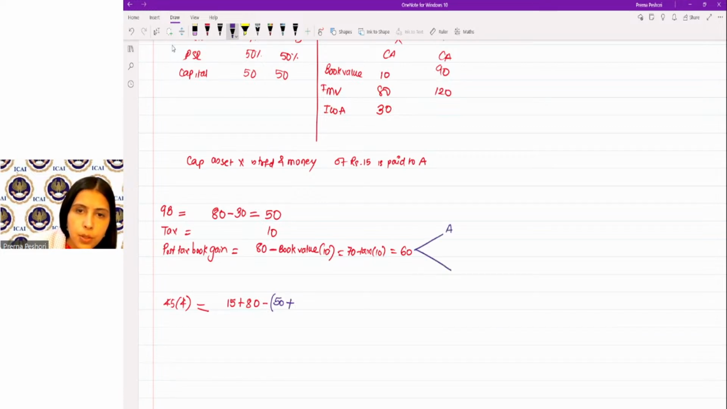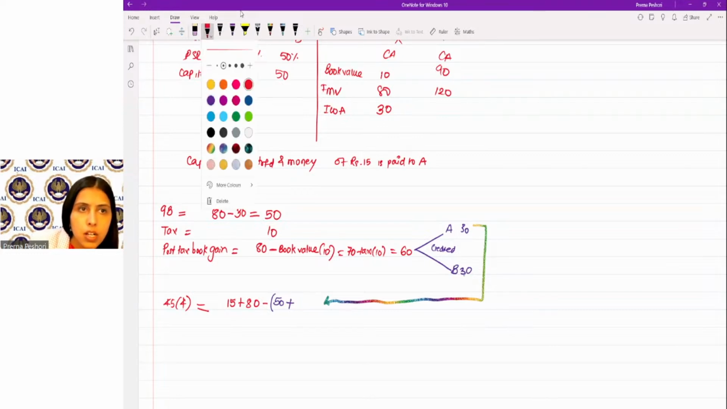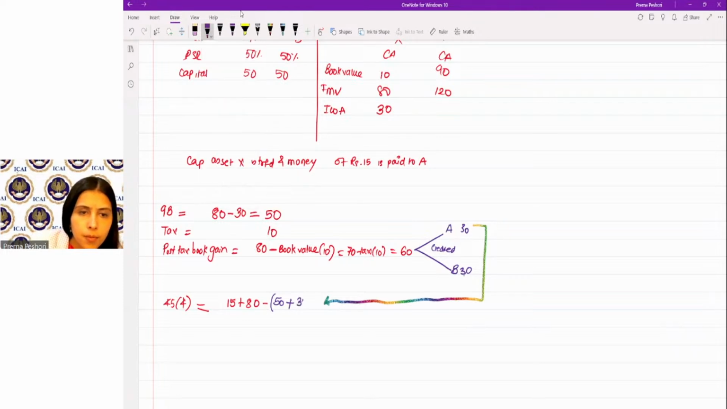This will be divided between A and B. 30 and 30. So this 30, you forgot. This 30, all of you forgot. Just now we discussed. So this is going to be 15. Are we clear?